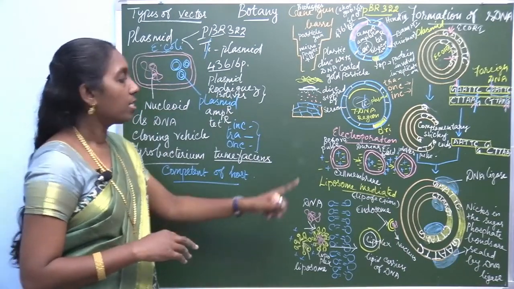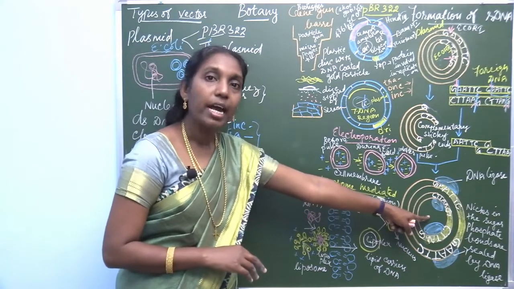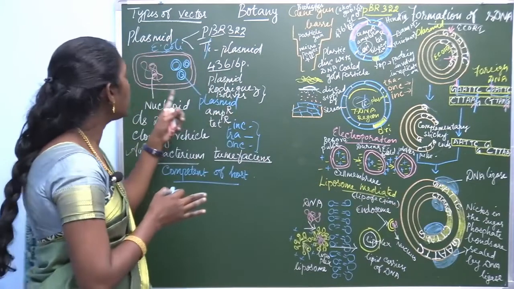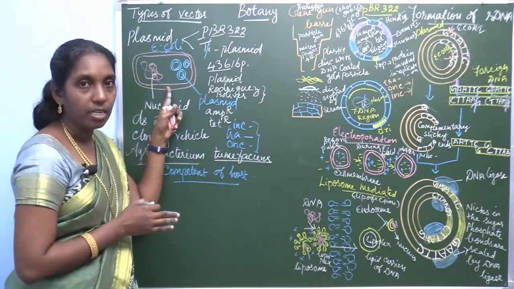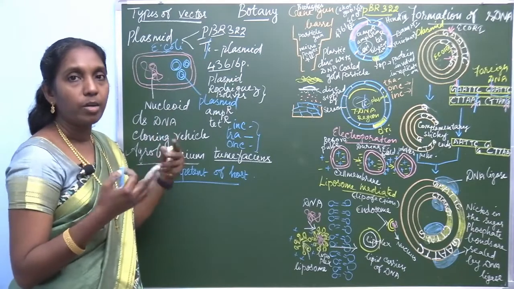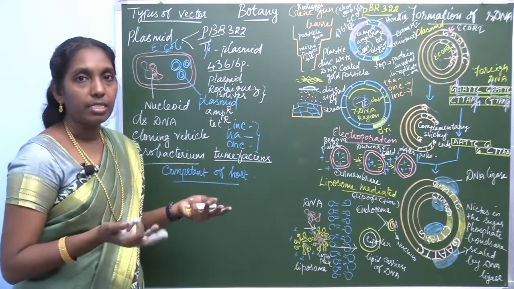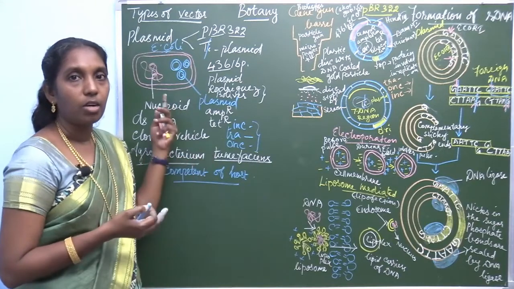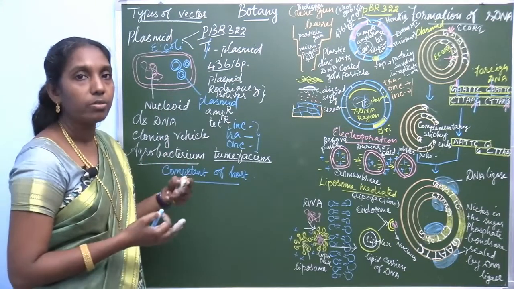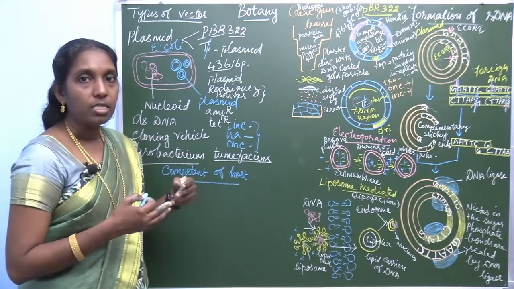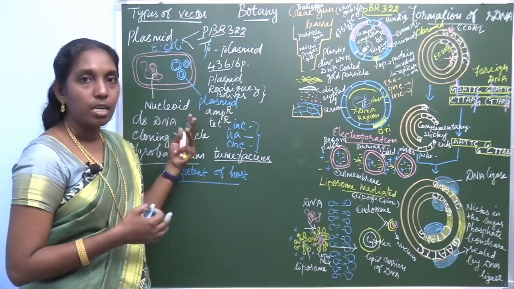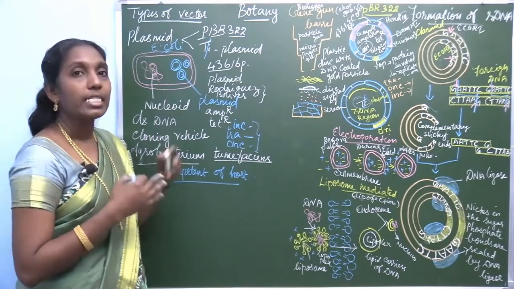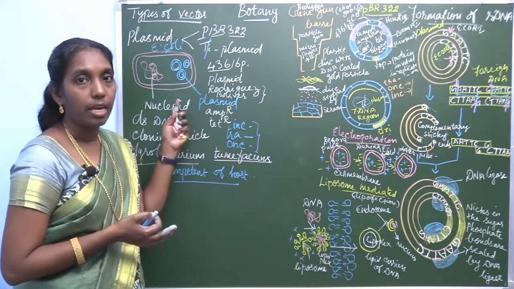But since this DNA is hydrophilic in nature, which dissolves in water, it cannot pass through the cell membrane of this bacteria or any other cell. There are so many hosts that may vary: plant cell, animal cell, bacteria, fungus, yeast or E. coli, anyone. The most commonly used is E. coli because of some reasons. This E. coli has been extensively studied.